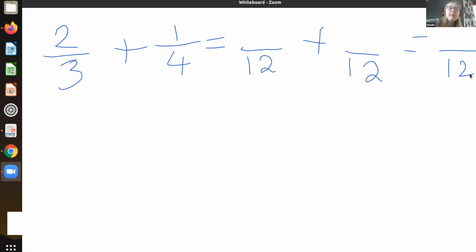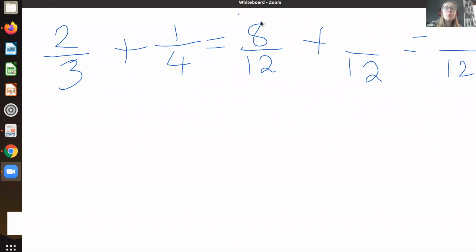I can now say, what have I times 3 by to get to 12? Well, I've times 3 by 4. Now, whatever I do to the bottom of the fraction, I have to do to the top. So I'm going to times the 2 by 4 as well. And that gets me 8.